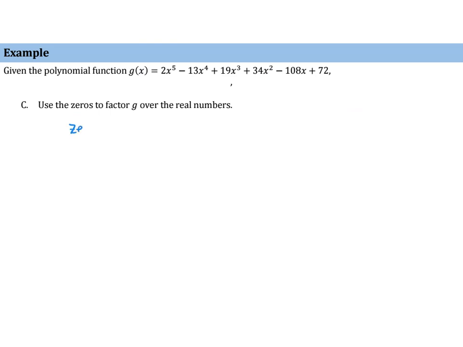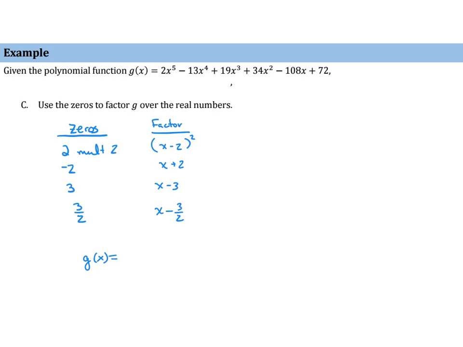So let's factor this. We know that our zeros were 2 multiplicity 2, negative 2, 3, and 3 halves. Each one of those will correspond to a factor. So x minus 2, the multiplicity will yield an exponent. x plus 2, x minus 3, and x minus 3 halves. So g of x will be those factors multiplied together.